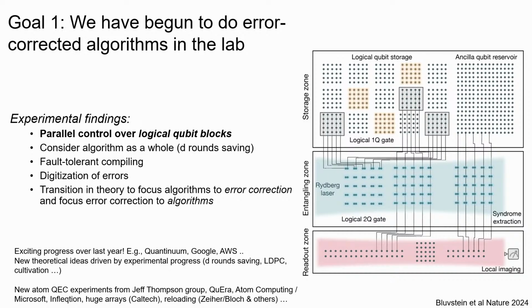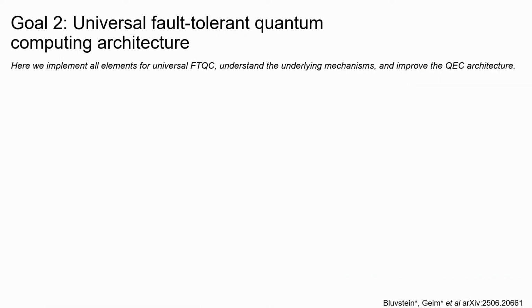So this was our first set of studies, and we learned a lot from doing that. But after having gotten more grounding in what it looks like to do error-corrected algorithms, we wanted to much more systematically understand what you need and what you do not need in order to build a universal fault-tolerant quantum computer. And so, in order to do that, we implemented all of the elements that we believe one would need for universal fault-tolerant computation. We studied very deeply how these underlying mechanisms work, what things are required, what things are not required, and extracted some key lessons that allowed us to improve our error correction architecture. This is all described in this paper here.